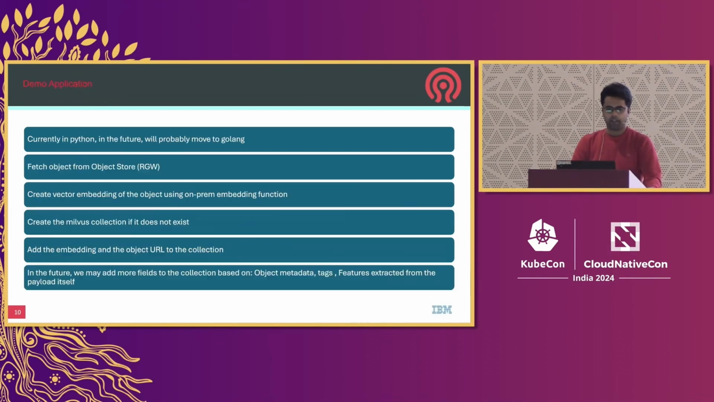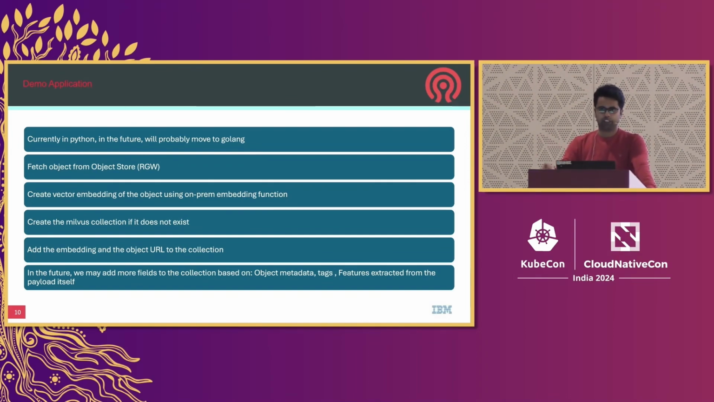Now, I'll just briefly explain the application. Currently, I have written the application in Python, basically because most of the APIs in Milvus are available in Python rather than Go. And as I mentioned, I'm using PyTorch as well, so the embedding function is also in Python. And these are things which I already explained in the figure diagram.